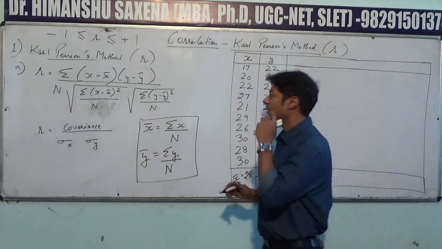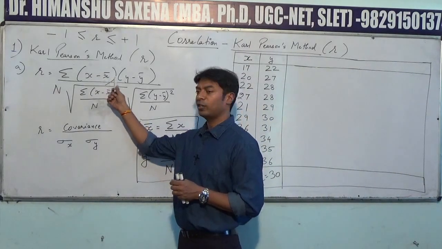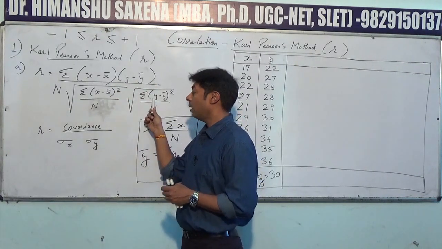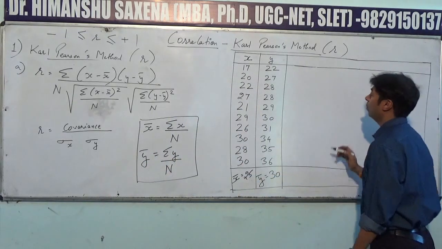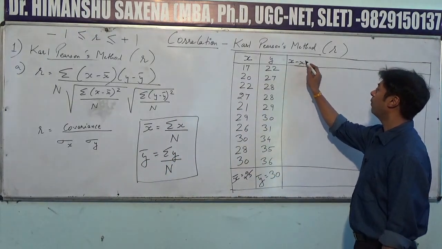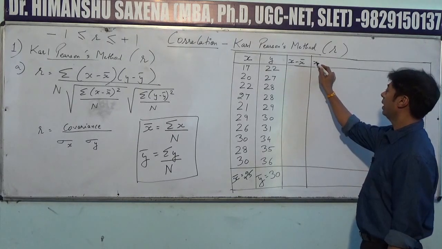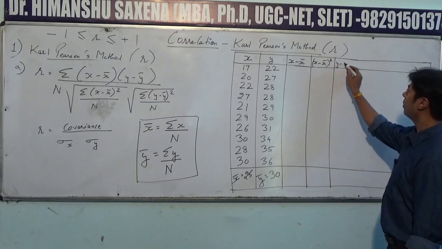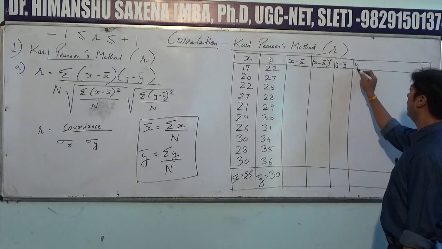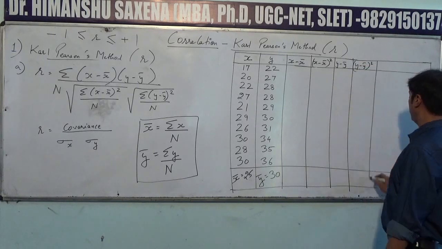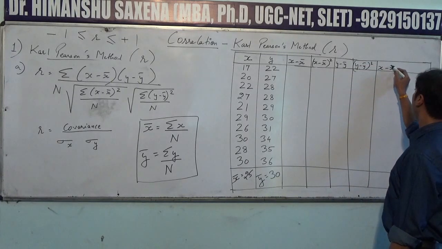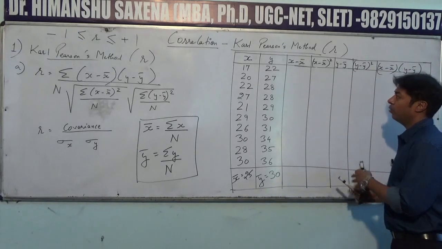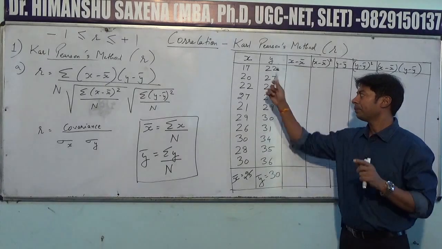Now see, as the columns are representing x minus x bar and y minus y bar, then x minus x bar whole square and y minus y bar whole square. So we will be constructing the column for x minus x bar, then x minus x bar whole square. After that y minus y bar and y minus y bar whole square, and ultimately x minus x bar multiplied by y minus y bar. Now we are going to calculate it. See, how will you calculate?